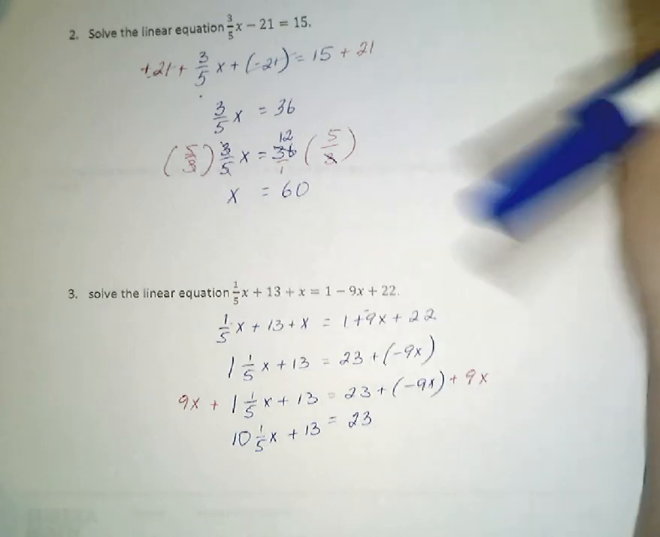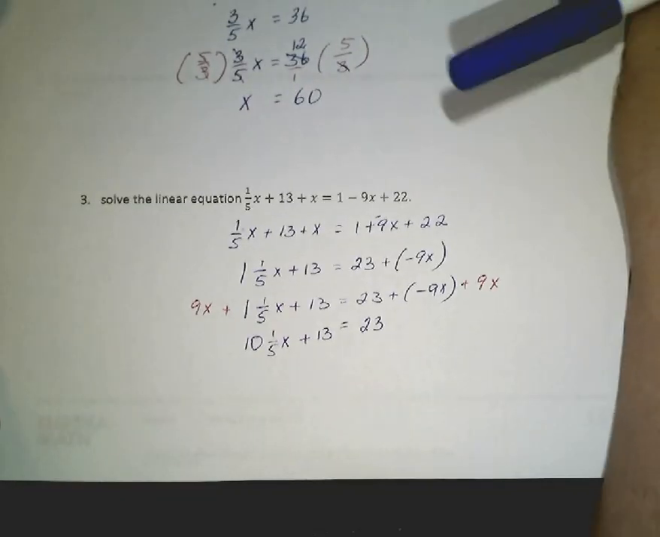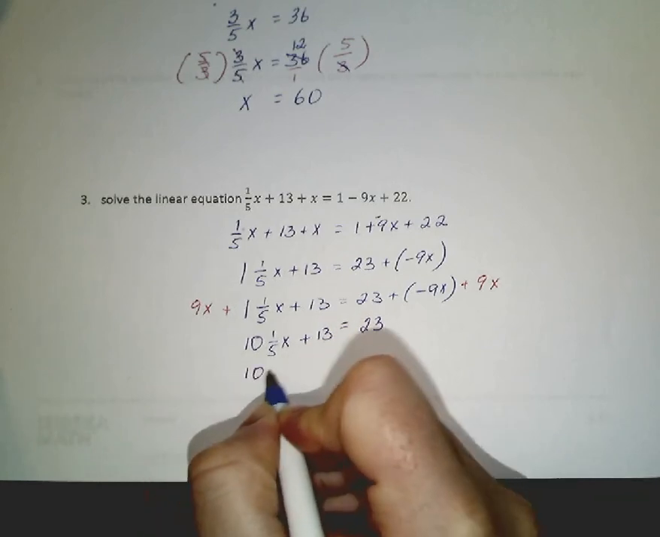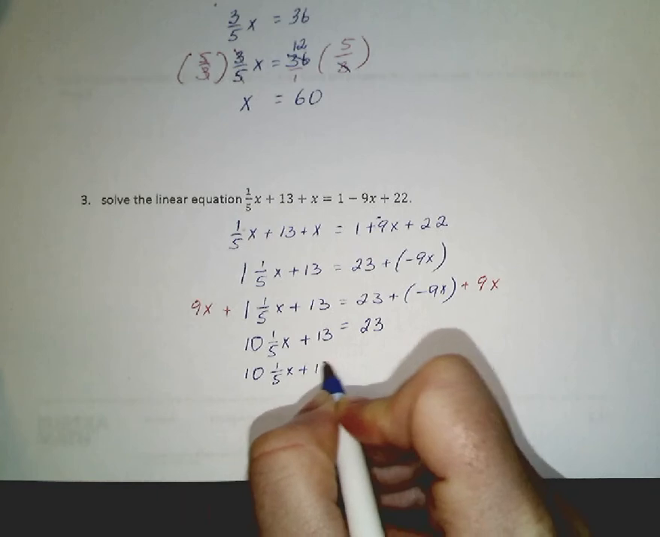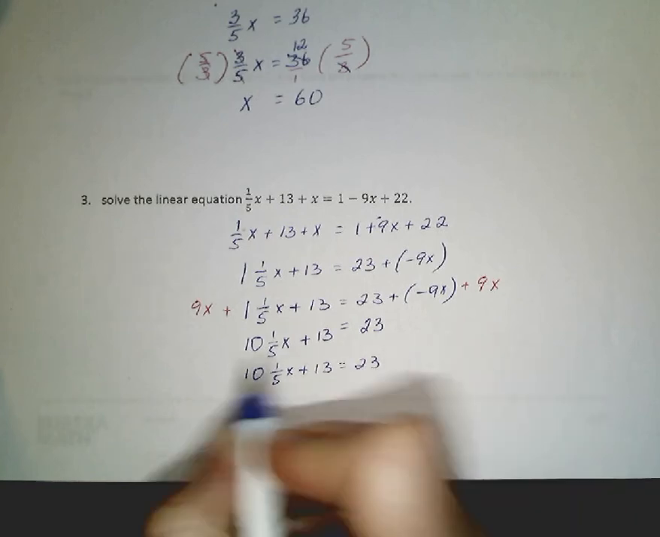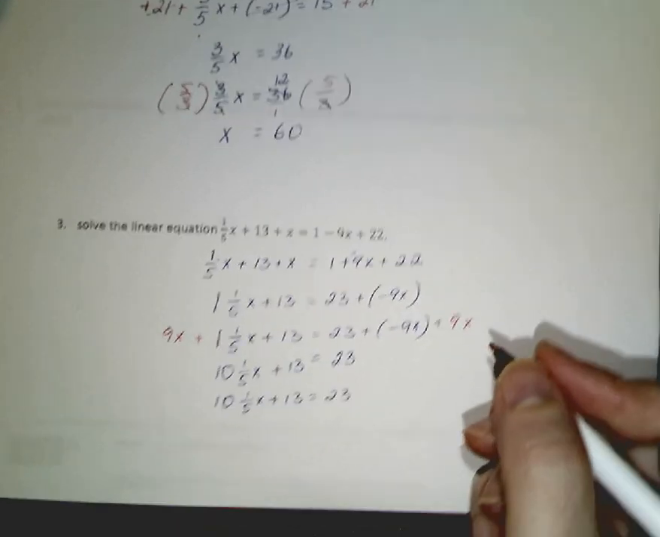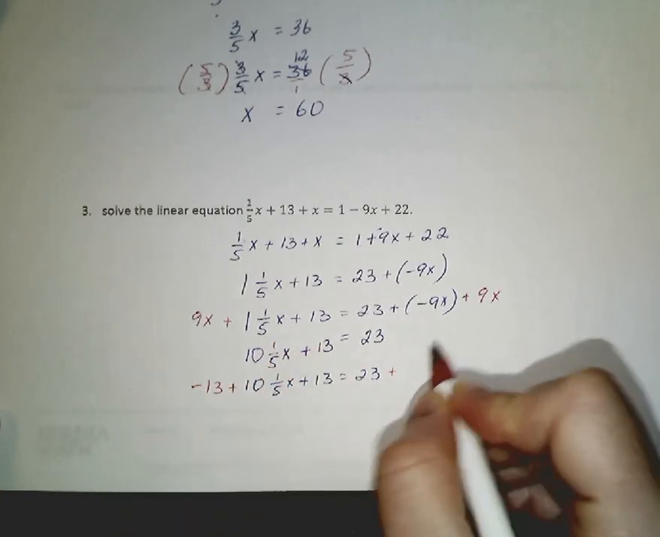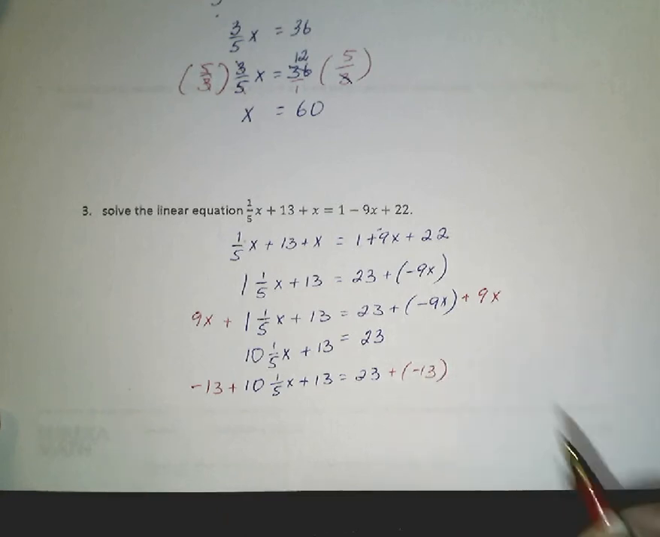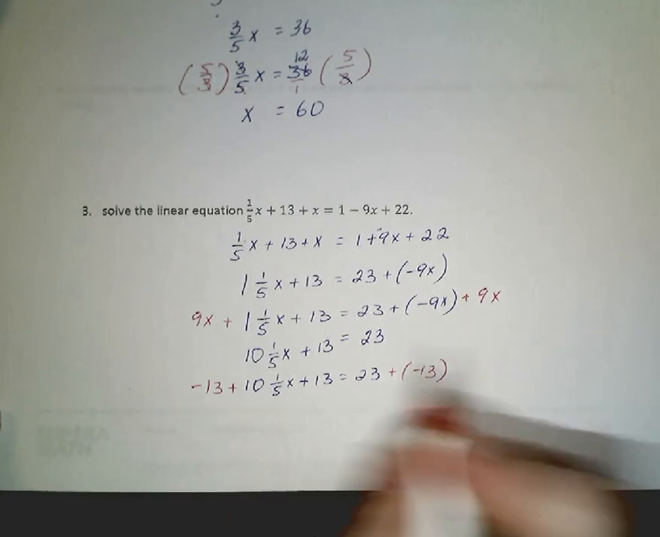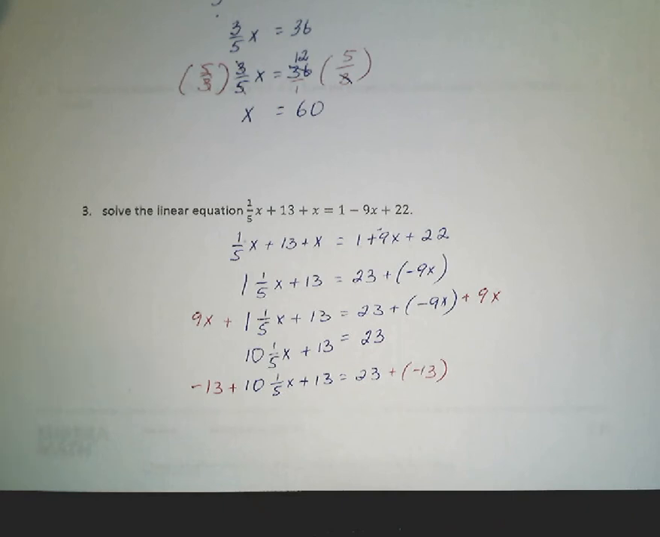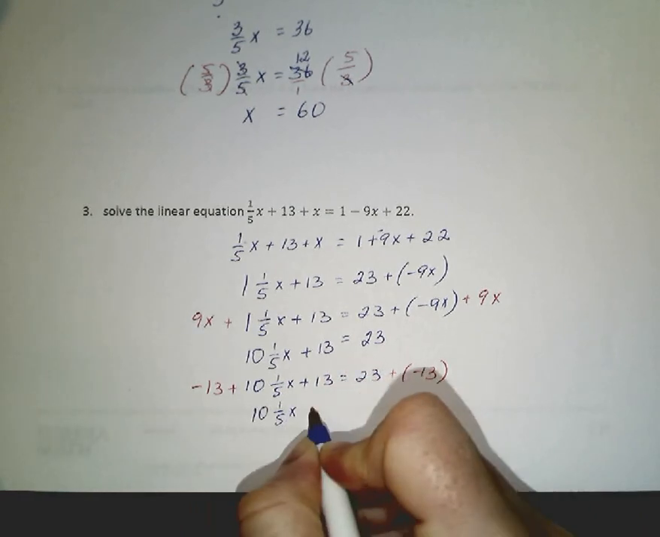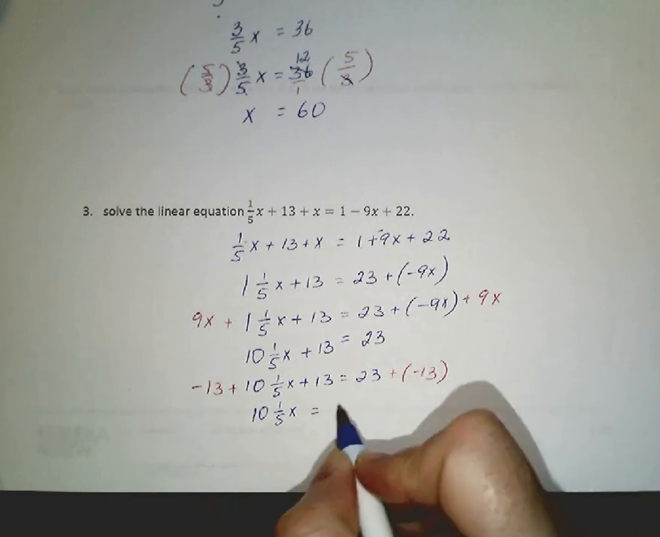First thing you want to do is to get rid of the 13 by adding negative 13 to both sides of our equation. Just rewrite that. Okay. Negative 13 adding to both sides. Okay. So now you have 10 and 1/5 x left on the left side. And on the right side, you will only have 10 left.